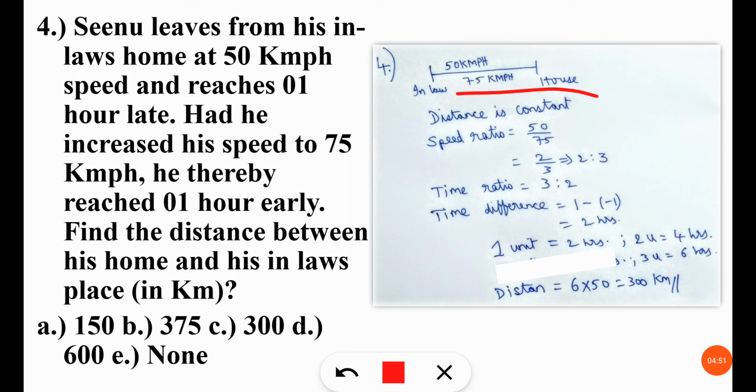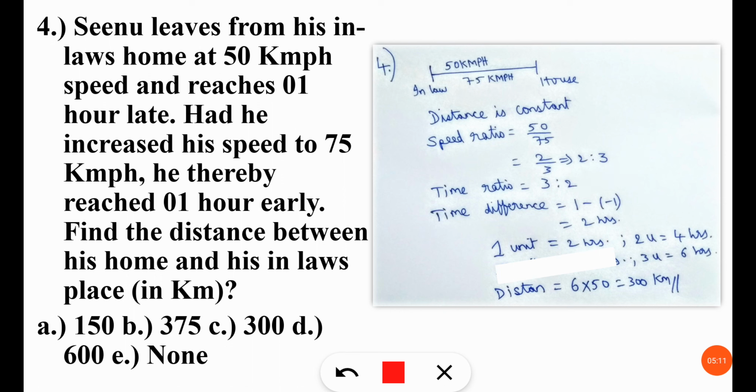When distance is constant, we know that speed ratio is inversely proportional to time ratio. So that's why the speed ratio is 50 by 75. First speed is 50, second speed is 75, that is 50 by 75, and 25 twos, 25 threes. Speed ratio is 2:3. Therefore time ratio is 3:2 because it is inversely proportional.